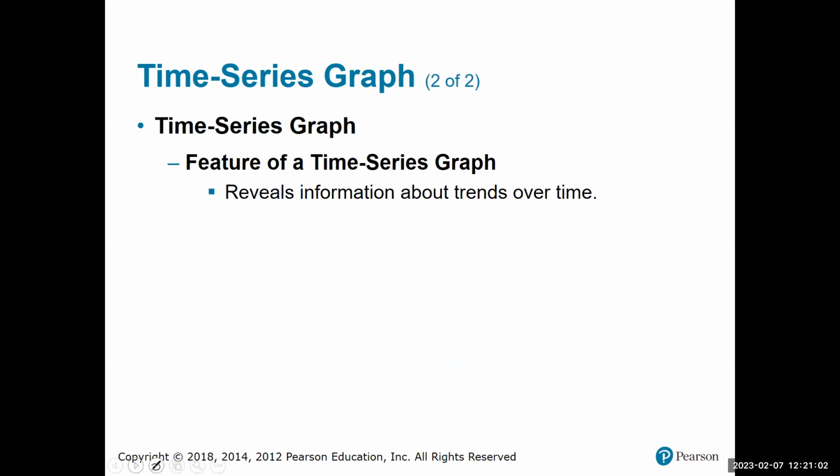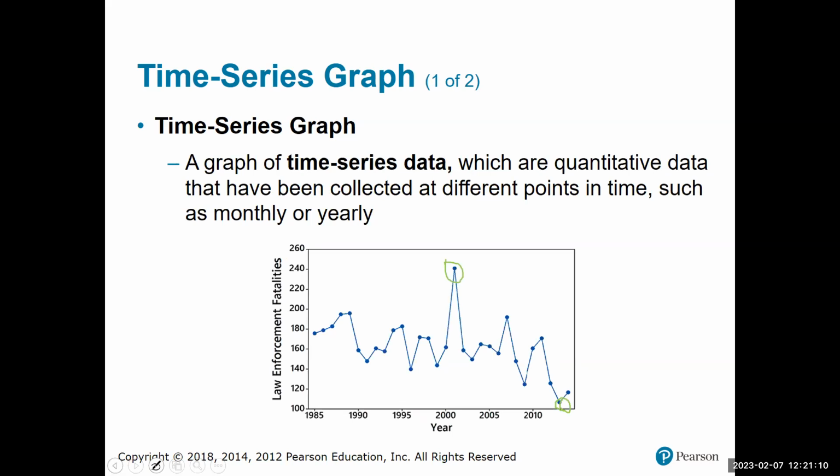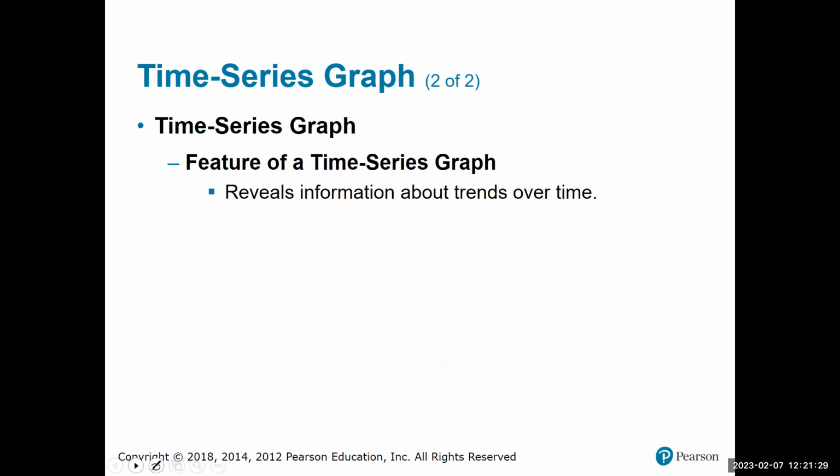So it reveals information about trends over time, right? So do we have our fatalities increasing? Are they decreasing? Are they kind of staying the same? I would say here, I think overall it looks like a decreasing trend, right? But I would say only slightly so. But the trend does appear to be decreasing here. If we were to exclude this one year where it's really high, right, this guy right here, I would say that the trend is overall down.